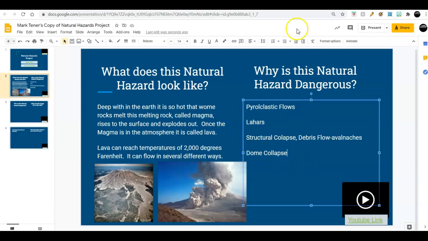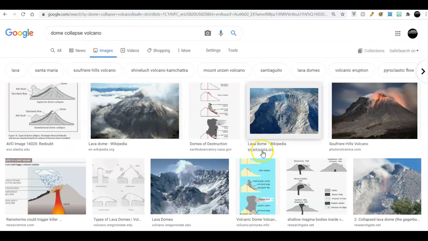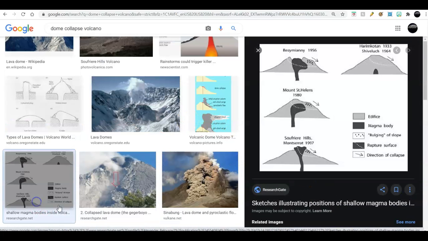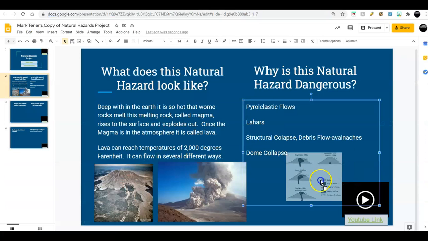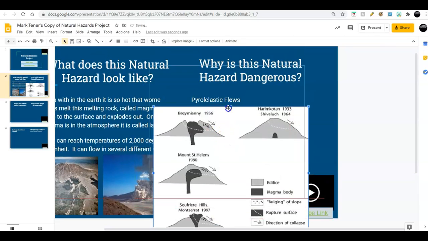I've got these options. I could look up a dome collapse for a volcano. And then I could go ahead and get an image of it. And I could be like, wow, that's a weird dome collapse. Oh, look at that. Collapsed lava dome. Okay, so it's showing that right there, that area kind of collapsed in on itself. Wait a minute. What is this picture? Oh, it's showing Mount St. Helens. That's a really cool, science-y kind of picture. So definitely some stuff we could talk about there.